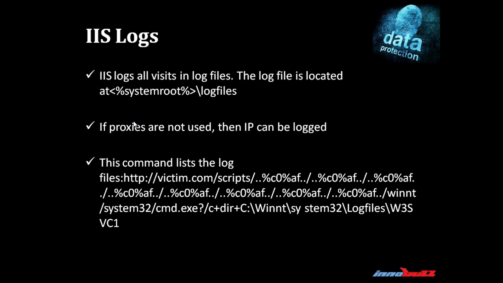You can see Internet Information Server logs in the file location systemroot/logfiles. If proxies are not used, then the IP can be logged in the log files. Otherwise, one more task is added to find out the details of the fake IP address, which is part of the forensics department's investigation.